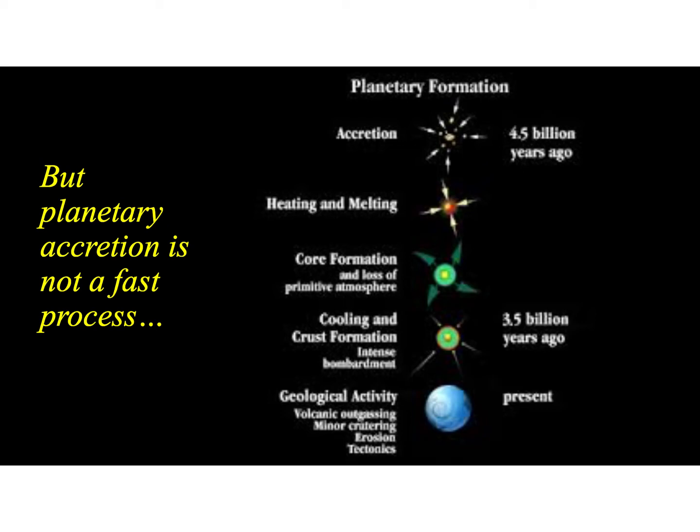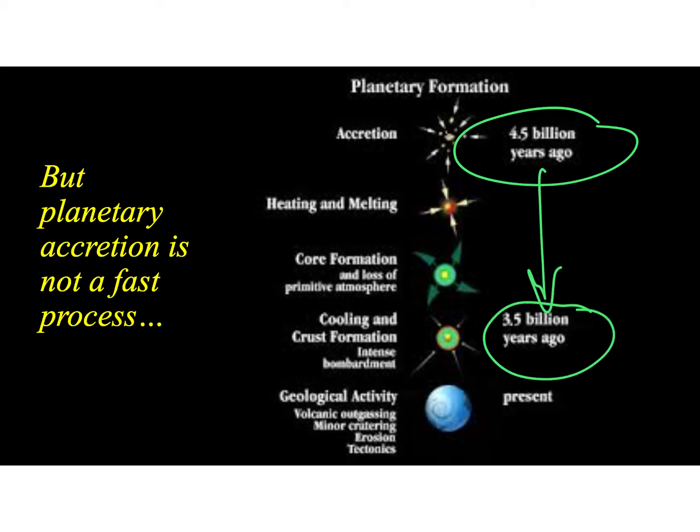But this process of accretion is not fast. It can take millions of years for all this material to collect together. In our own solar system, this process started about 4.5 billion years ago. Planetesimals collided, remelted, and differentiated to form layered structures. This process continued for about 1 billion years.